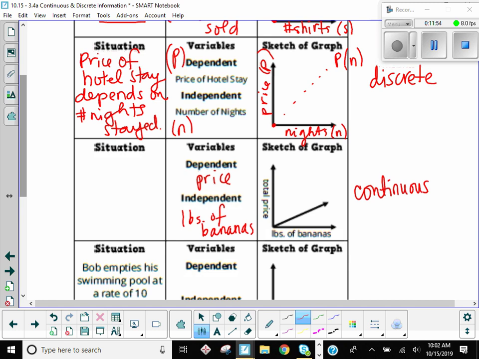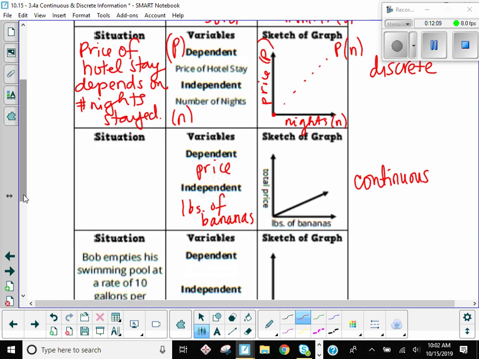When you measure the weight of bananas, is it only 1 pound or 2 pounds or 3 pounds? It can be everything in between, right? So you put it on the scale and it tells you. So that's why it's continuous. So what would your situation be?